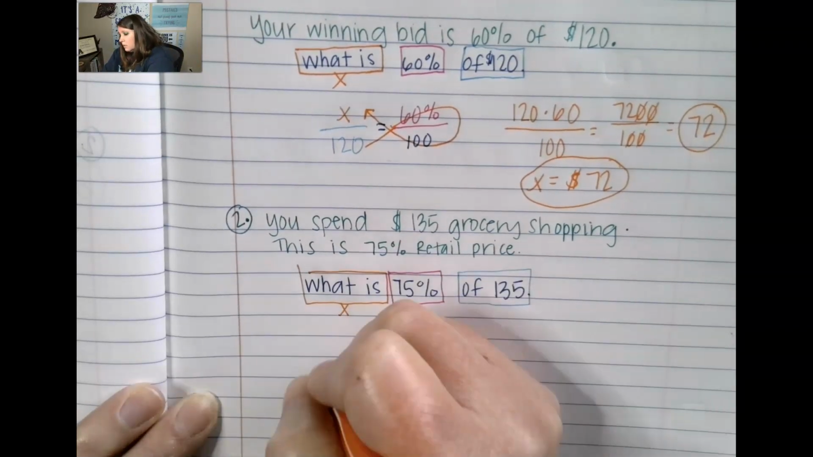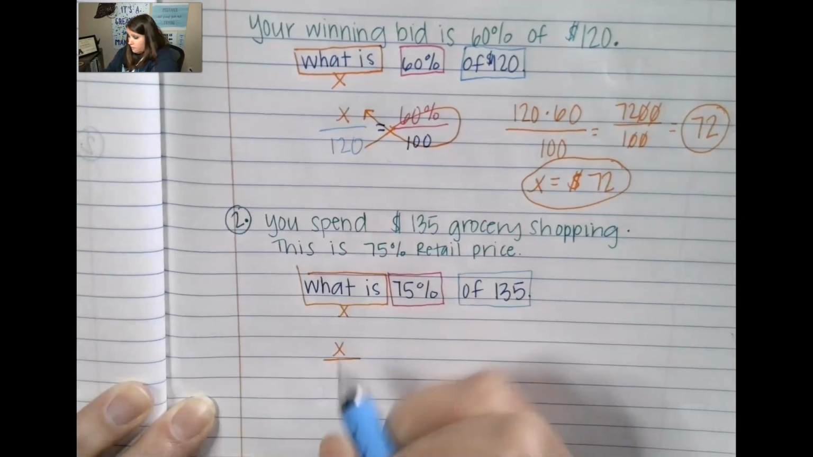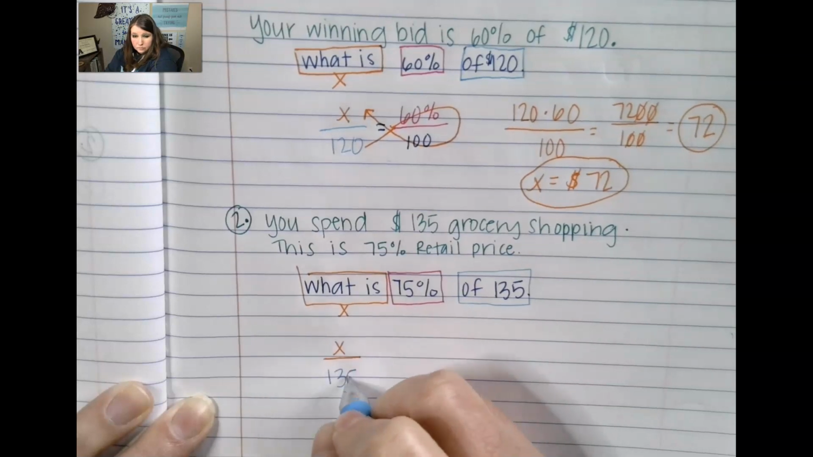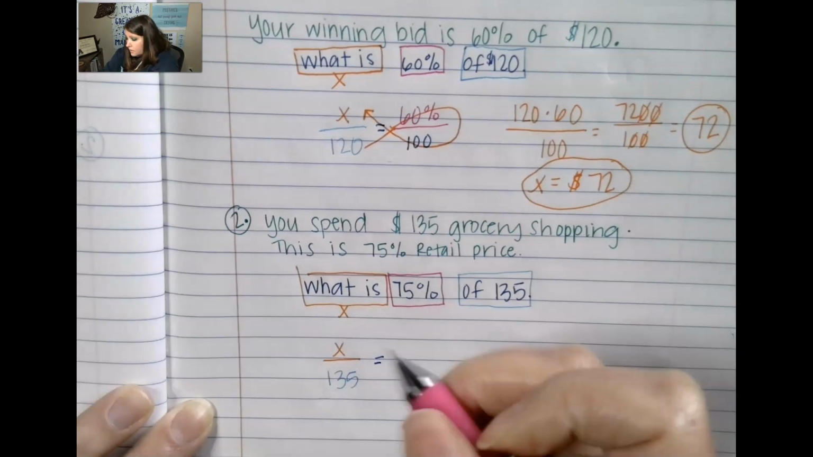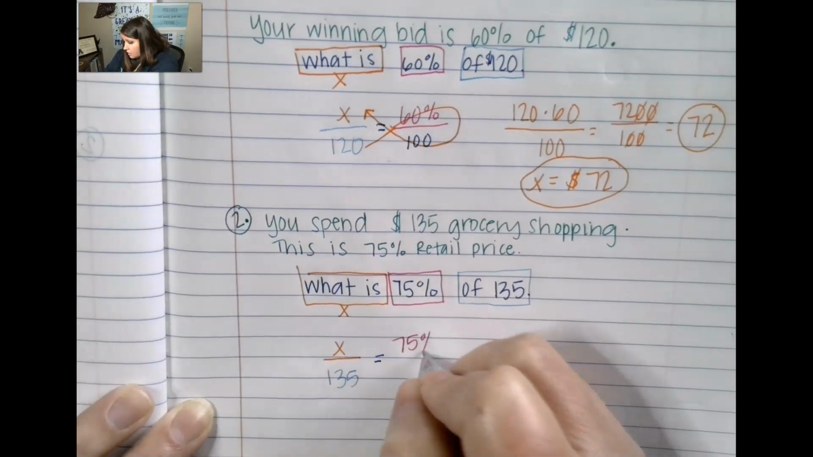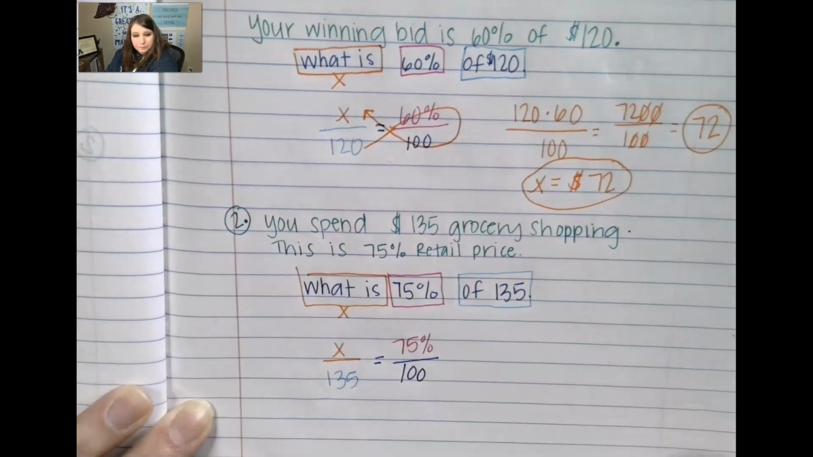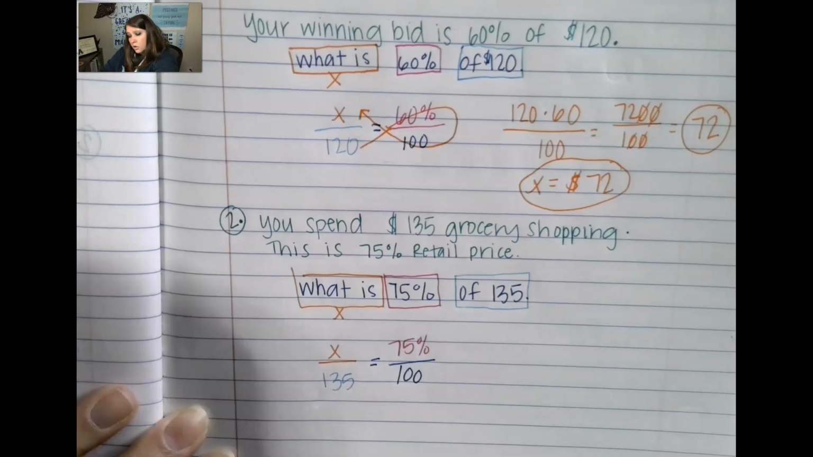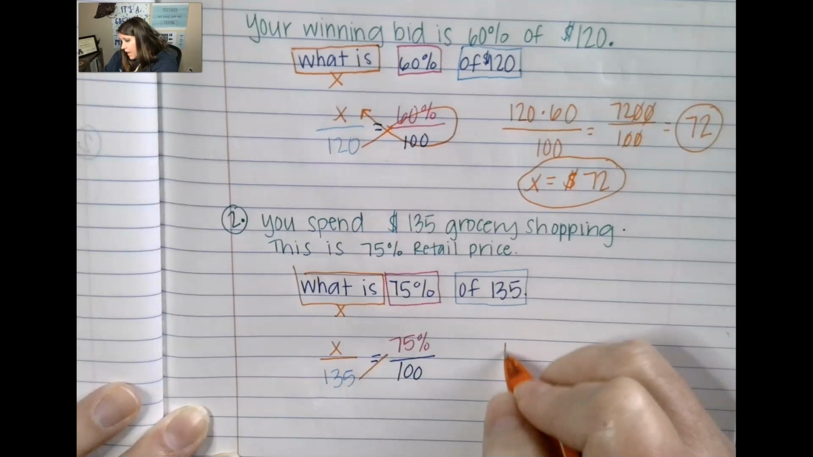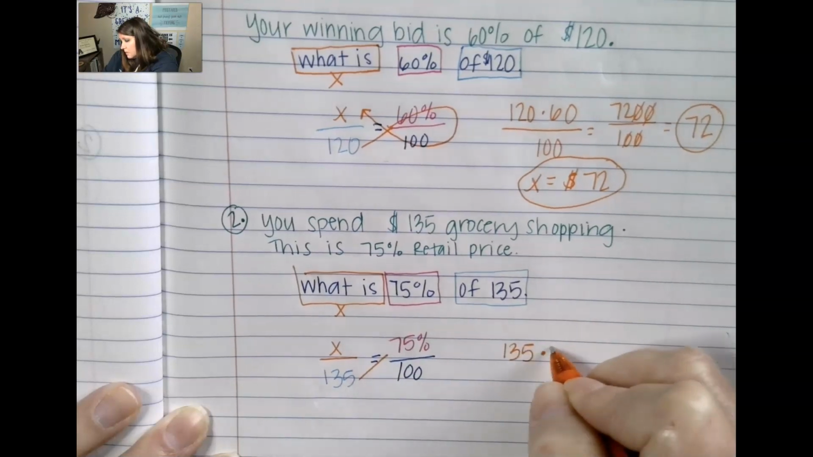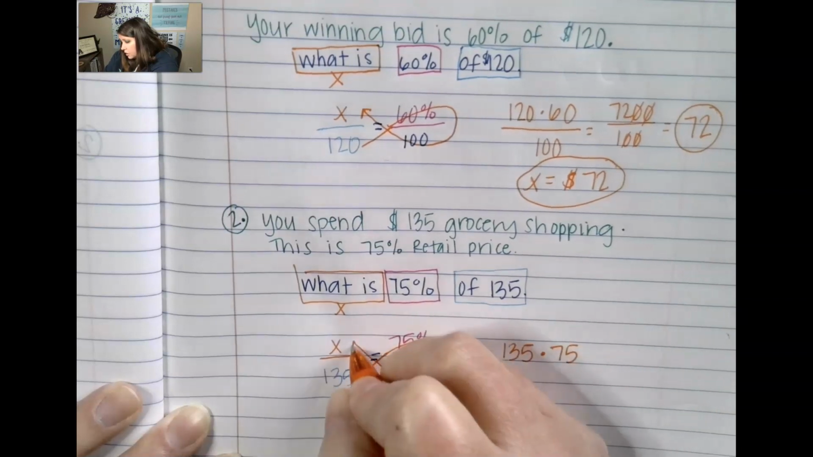All right, so we're going to put x over 135. This is equal to 75% out of 100. So we're going to cross multiply the things across from each other. So 135 times 75, and then we're going to divide by 100.